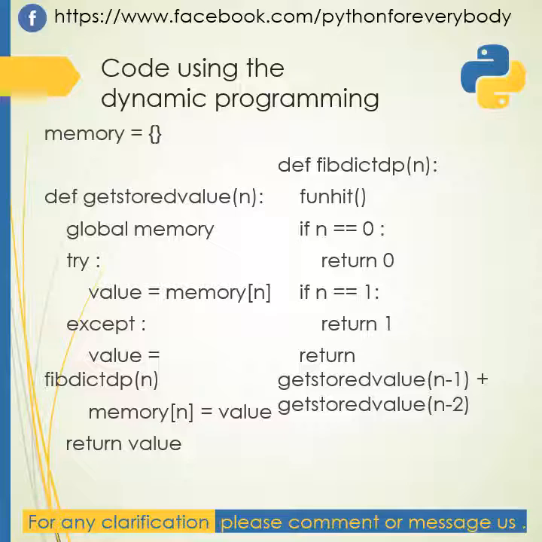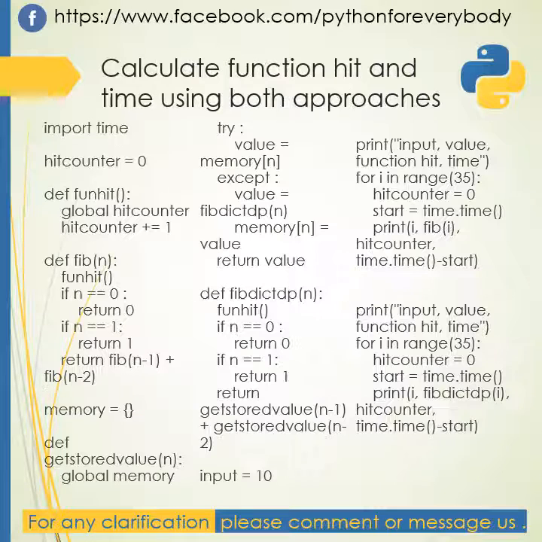And the Fibonacci dictionary dp function will, for n equal to 0, return 0, and if n is 1, return 1, else it will call the get stored value function twice, on n minus 1 and n minus 2. That's the way dynamic programming works, and this will work much faster than the normal program. To compare these two, we have created a program which will be in the blog, where you can find these functions and how they have been used.